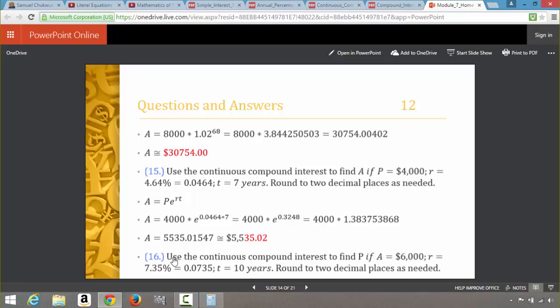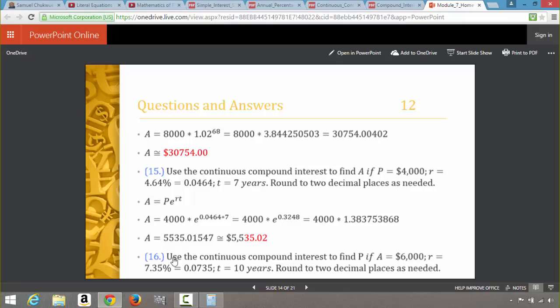Question 16. Use the continuous compound interest formula to find A if the principal is $4,000, R is 4.64%, which of course you convert the percent to decimal to give you 0.0464, and the time is 7 years. Round to 2 decimal places as needed.